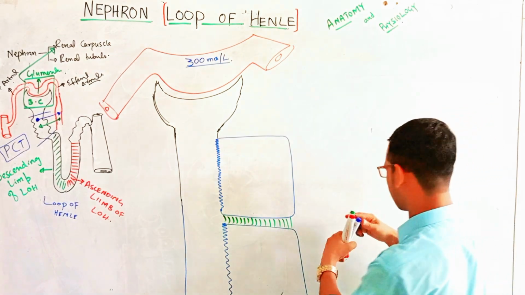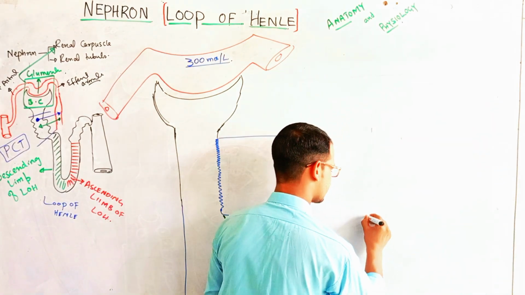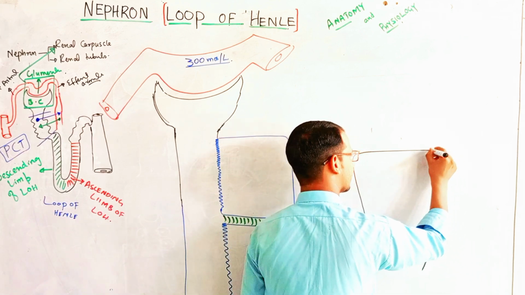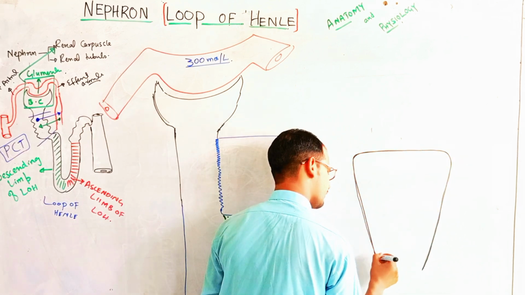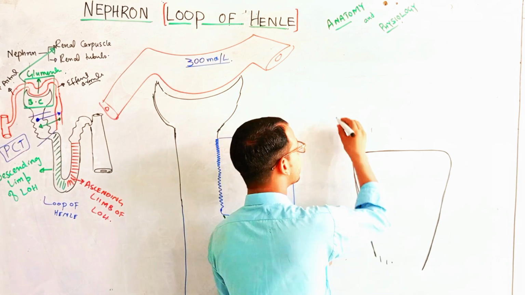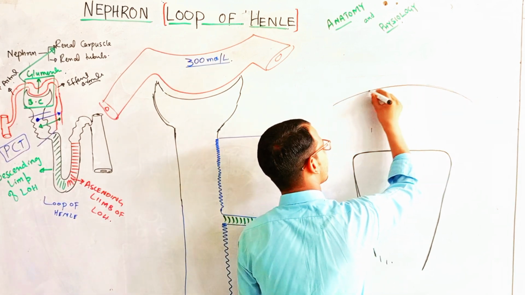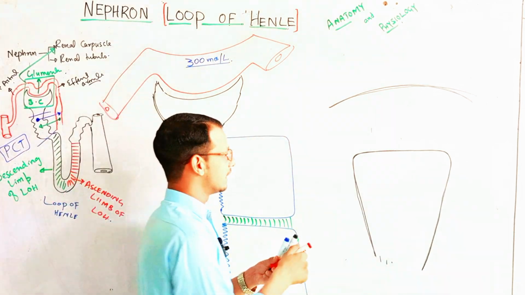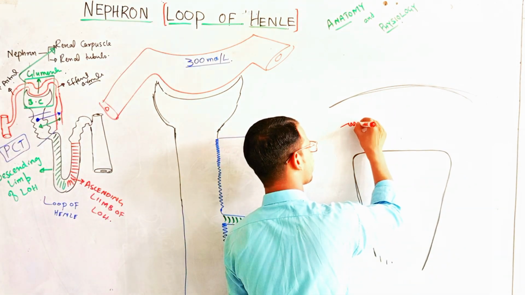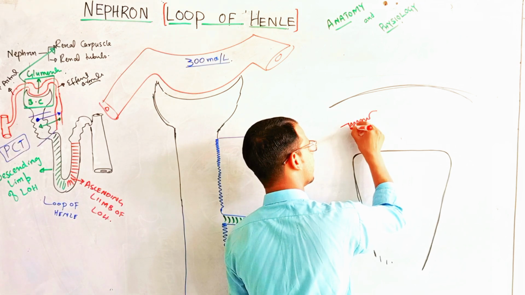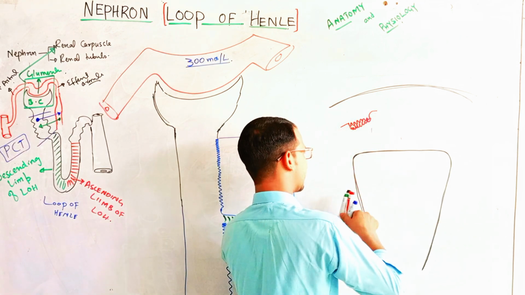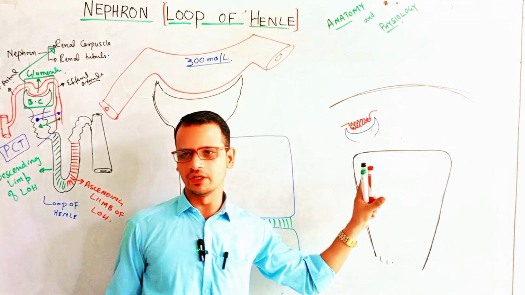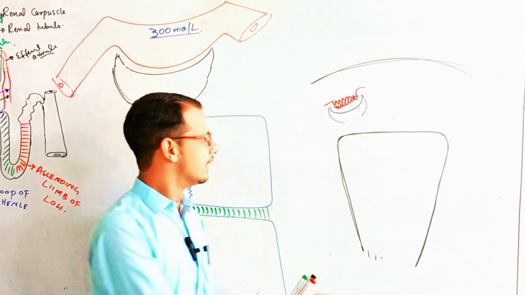So for example, I am taking one pyramid from the kidney. This is one pyramid, right? And this is the cortex area of the kidney. Here I have the glomerulus, and this glomerulus is placed in a cup-like structure of the nephron. This concept is very important for your MCQs, right?